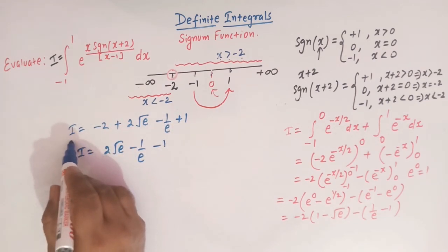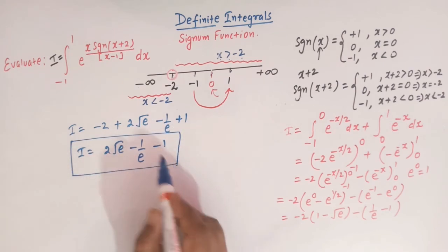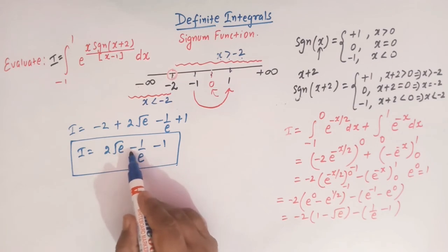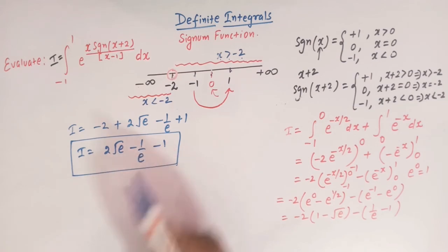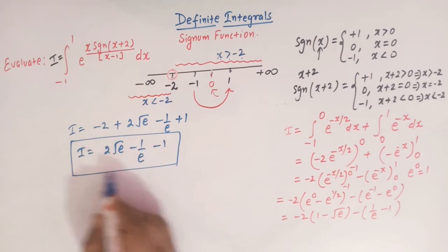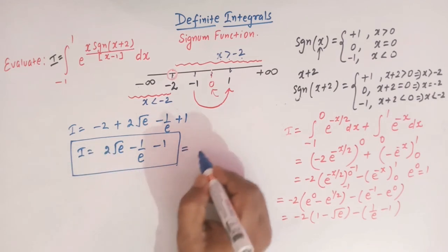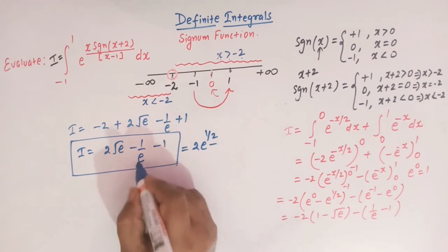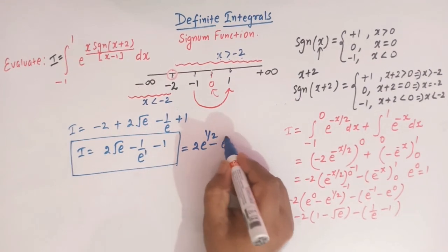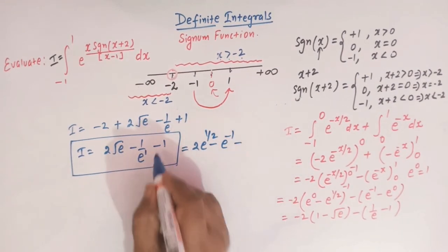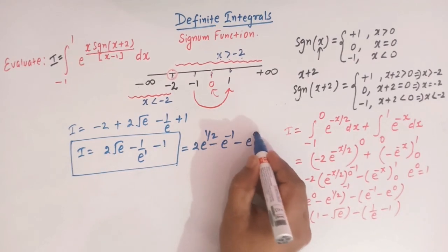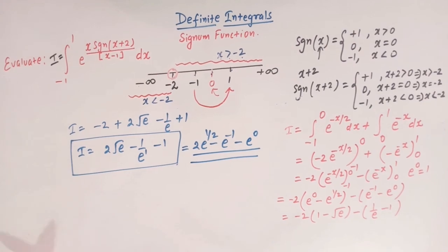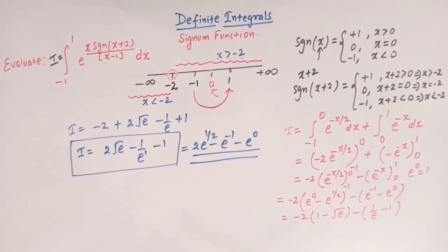So the value of this integral is equal to 2 times square root of e minus 1 over e minus 1, right? Now this expression can also be written as 2 times e raised to half minus e raised to minus 1, minus e raised to 0, right? So this is how we solve this important and conceptual integral.